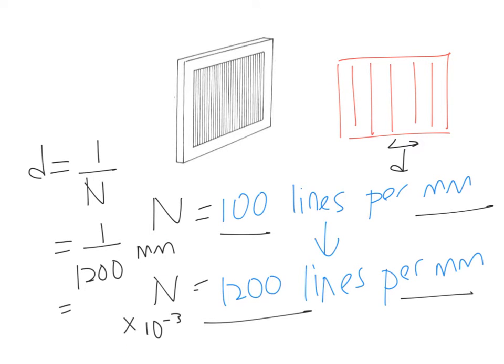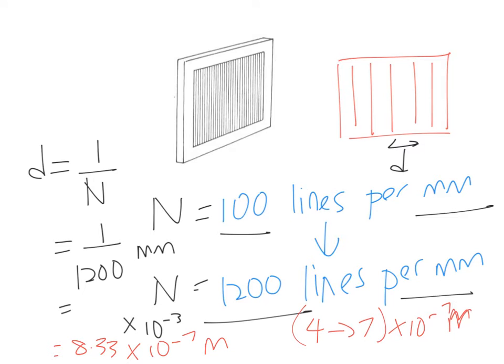So let's calculate this. What will you get? You will get about 8.33 times 10 to the power -7 meters. Now remember, the wavelength of visible light is between 4 to 7 times 10 to the power -7 meters. So can you see that your gap is just slightly bigger than your wavelength? That means it's comparable, so you get very big diffraction at each of the slits.